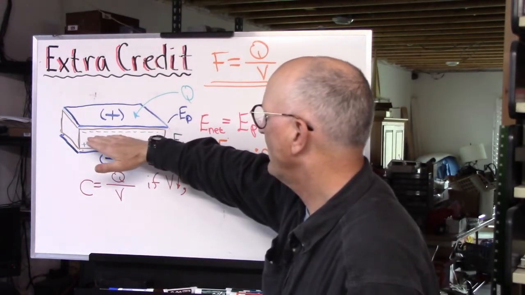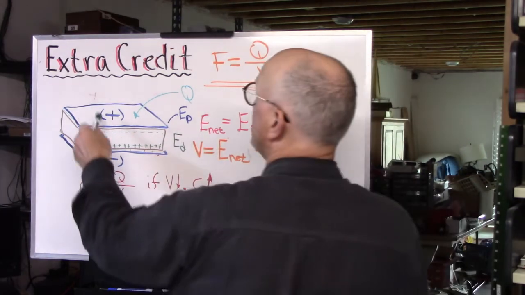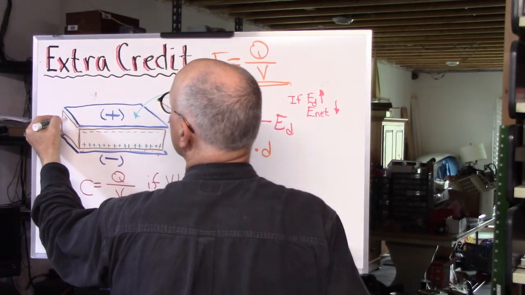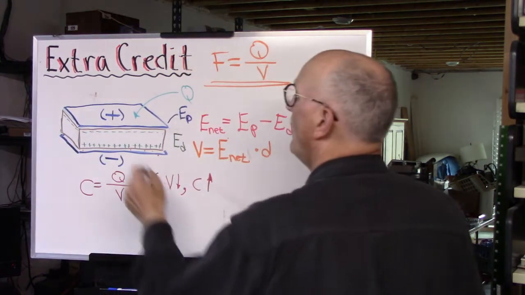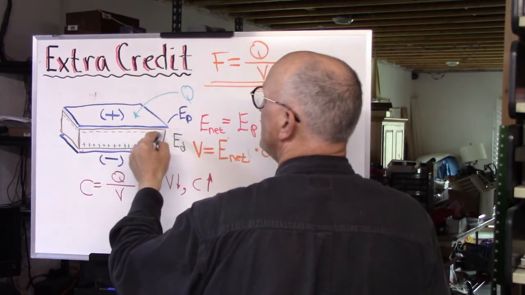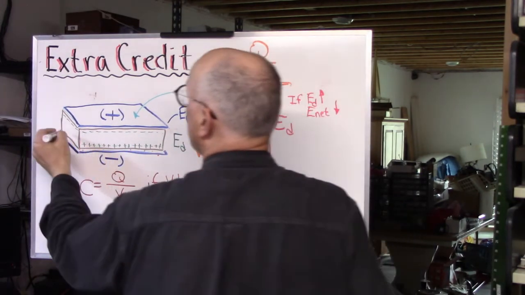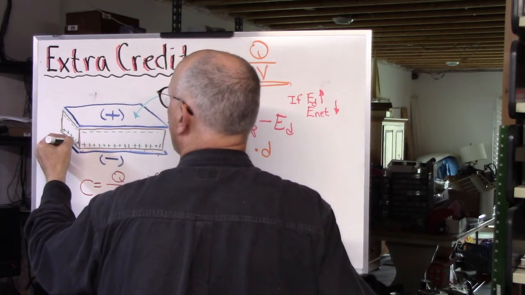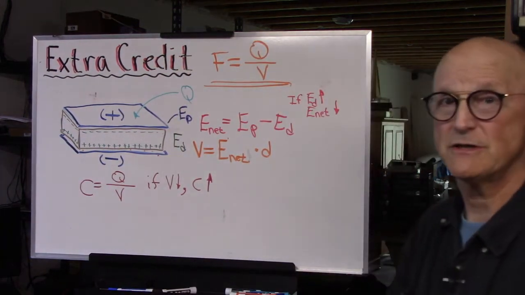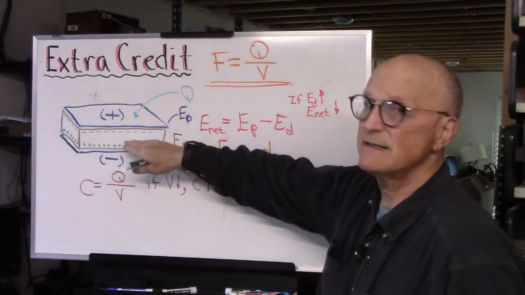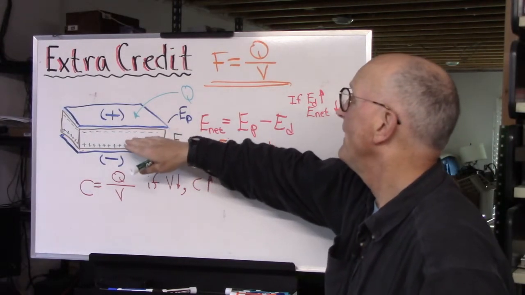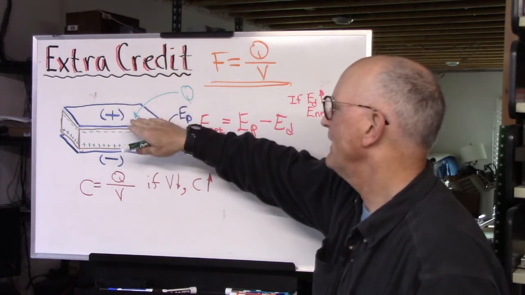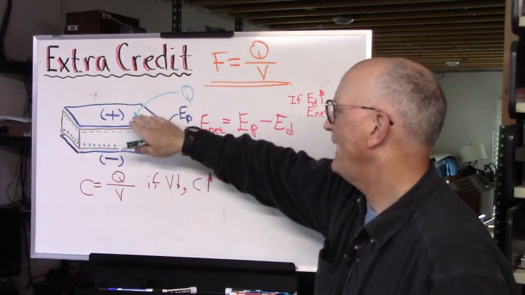So what you end up with is one side of the material, in this case, the side closest to the positively charged plate, all gets negatively charged. And the side closest to the negatively charged plate all gets positively charged. What this does is it sets up an electric field that opposes the electric field that the plates have.